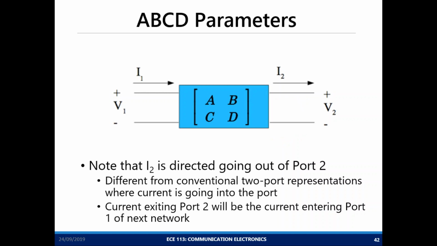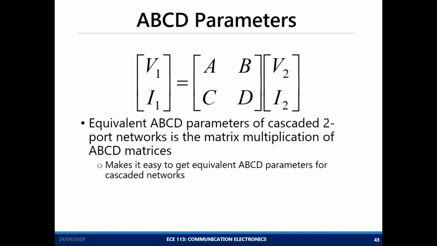For a two-port network, in the ABCD parameters the current is going out, rather, at port 2. The convenience of this is that when we connect it with another network with its own ABCD parameters, the current is already going into this next network right here. And we can just cascade these two networks by multiplying their ABCD parameters together. So the ABCD parameters are defined as this.